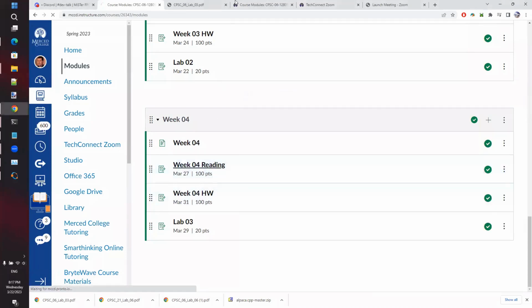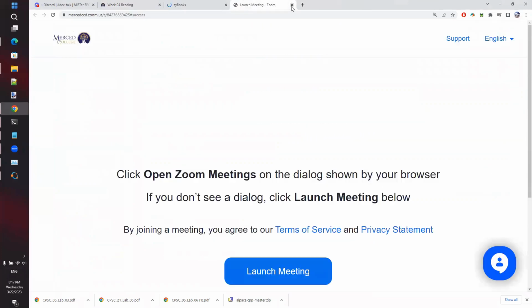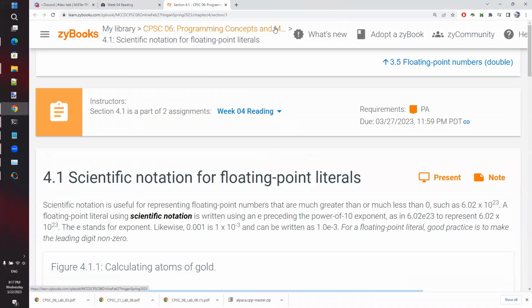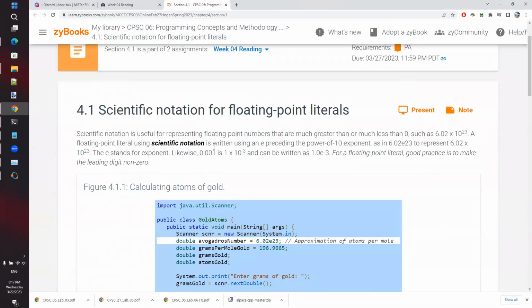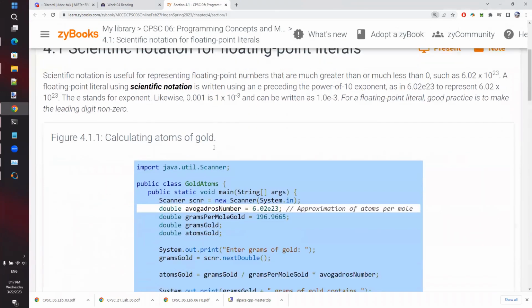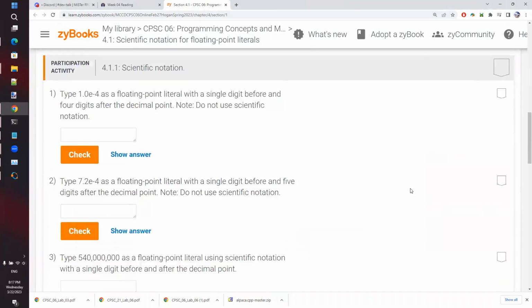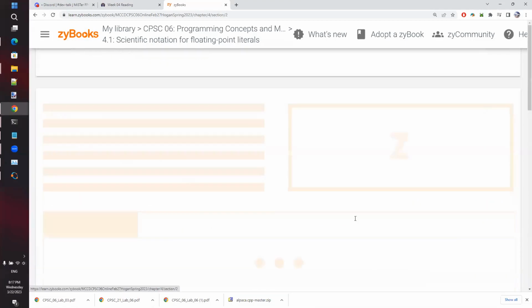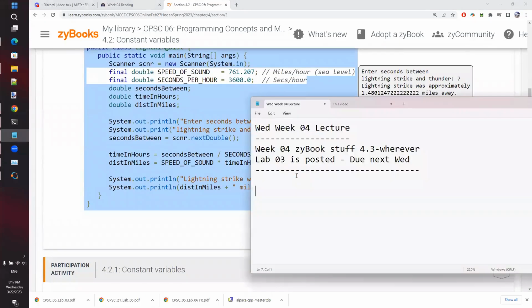So we'll open up the zyBook stuff, close some of these other links here. So what have we got to say? There's scientific notation. We should have gone over that in the previous lecture, so I'm not going to go over it now. Constant variables, I don't really have a lot to say about either.